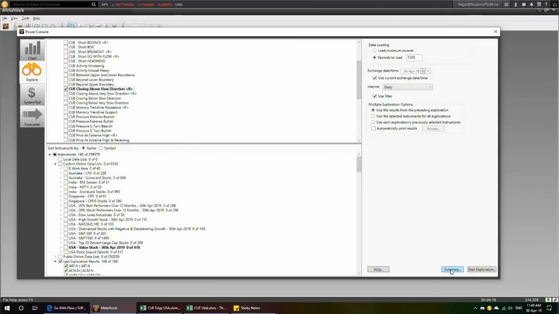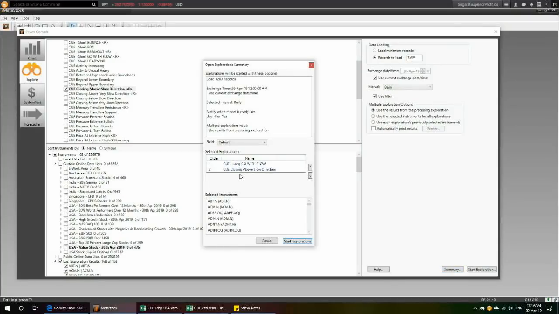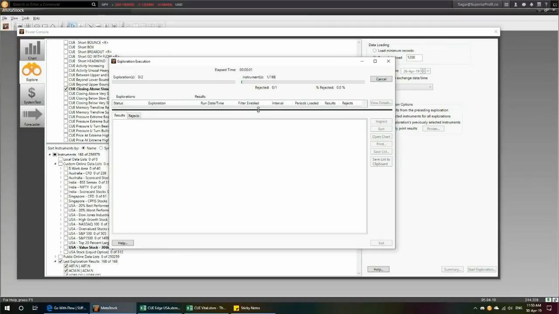I click on the summary button. Now I have to start being run on the results from the last exploration. I'm going to sort them properly. I'm going to look for stocks above slow direction first, and then from the result, I'm going to look for trend following, go with flow trade setup. And you can see here, I have selected use the results from the preceding exploration. So it will run the explorers in a waterfall fashion. Let me run them.